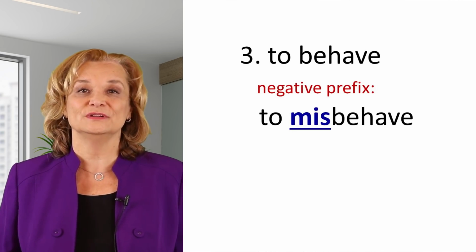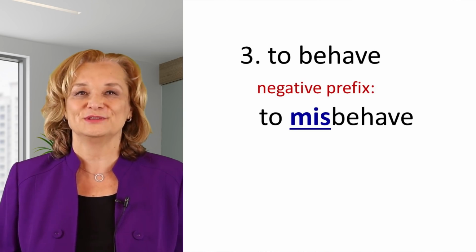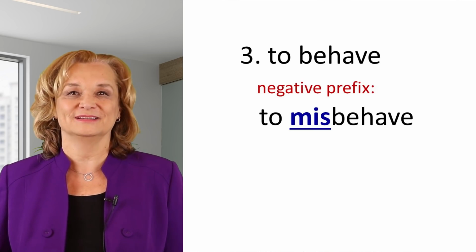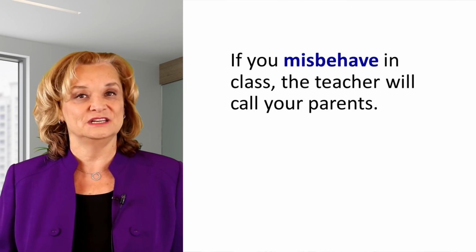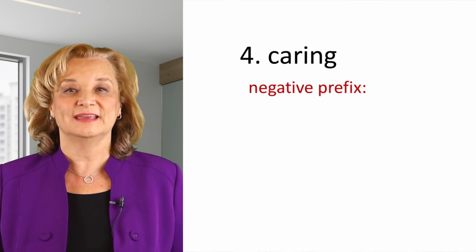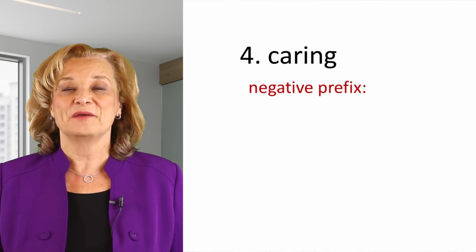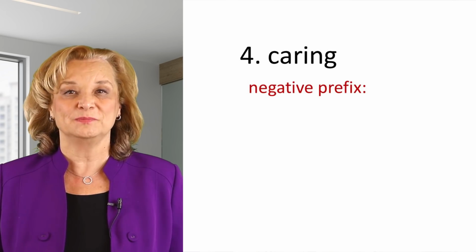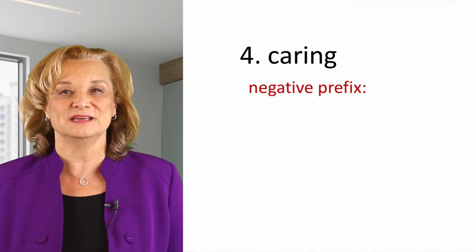This word is usually used for children when they're not behaving well, when they're not listening to their parents or to their teachers. The children misbehave. You can say, if you misbehave in class, the teacher will call your parents. The next word is caring. What is the prefix of caring? And by the way, a caring person is a nice person, a kind person, someone who thinks of other people and does kind things for them.